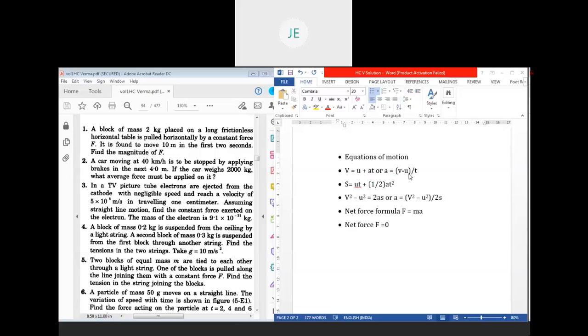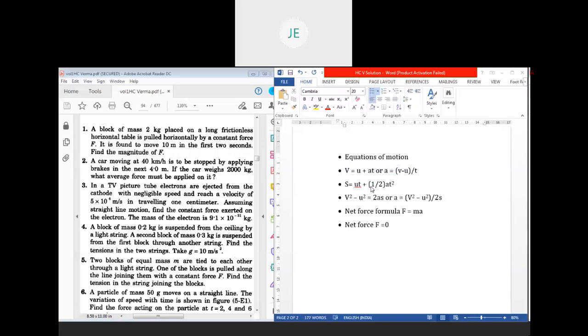Before going for these exercise problems, we have to know all these things. Equations of motion: v is equal to u plus at, or s is equal to ut plus half at square, v square minus u square is equal to 2as, or a is equal to v square minus u square by 2s. And one more equation, Sn is equal to u plus a by 2 of 2n minus 1.